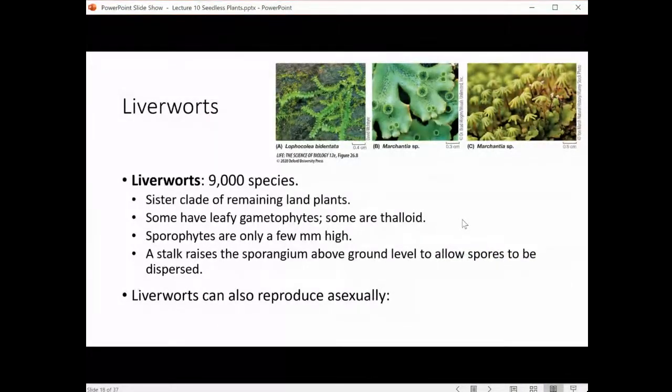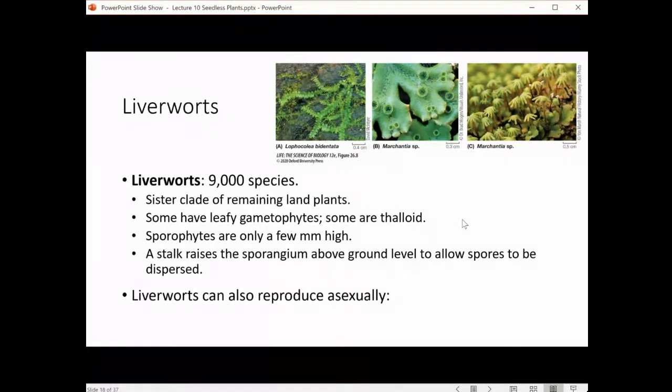So let's look at some of these clades individually. The liverworts, right? So you have a photo here, right from your textbook. It shows you some of the different liverworts. There's about 9,000 known species. I say known because we don't know all species of anything. Okay, so always expect that as you go on, there will be updates into the numbers of species and their classifications.